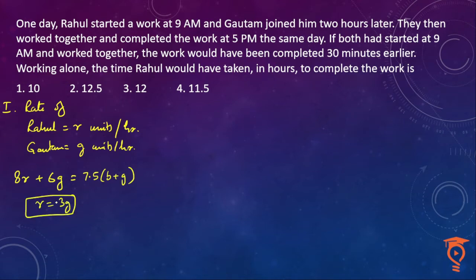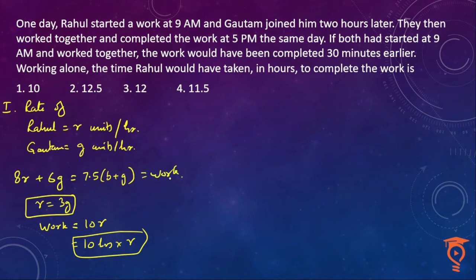Okay, so if R is equal to 3G, I would say the total work would be 10 times R, which actually, if you see, is 10 hours into the rate. So if R works alone, that would be 10 hours. Those of you who are wondering how the work became 10 hours, I want to tell you that this was the work, and I just replaced 6G by 2R because of this.